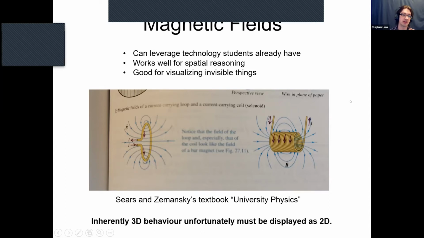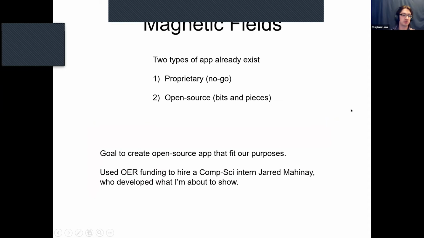What we chose were magnetic field representations. So here, this is the textbook that students are using right now this semester, Sears and Zemansky's University Physics, and this is how magnetic fields are represented. And this is fairly standard. Inherently, three-dimensional behavior must be displayed as two-dimensional on a page, sometimes on a computer screen. And so it's difficult to get a feel for how these things behave in real life, their full extent, and to understand how the magnetic field extends in space in all three dimensions. So we wanted to use augmented reality for this.